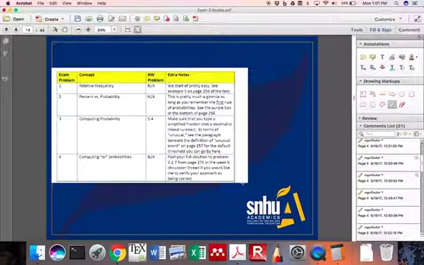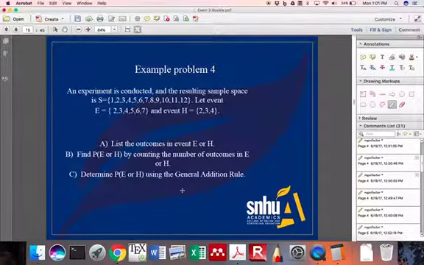Okay, let's go. Now we have one more problem. We're going to compute OR probabilities, and then I will switch this video off and we'll start a new one. All right. An experiment is conducted, and the resulting sample space is this. These are all the possible events that could happen. Here's an event E, here's an event H. List the outcomes in event E or H. Find the probability of E or H by counting the number of outcomes in E or H, and determine the probability of E or H using the general addition rule.